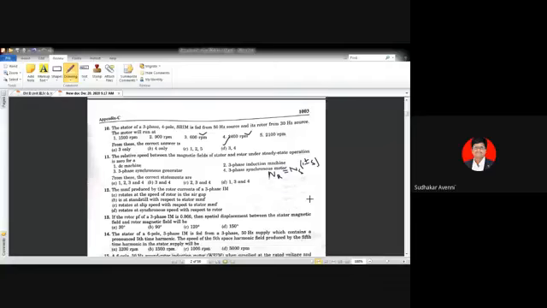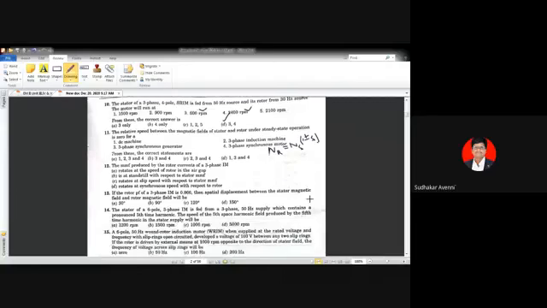See the next one, the 11th one. The relative speed between the magnetic field of stator and rotor under steady state operation is 0. This is a very important bit to understand the principal operations of any electrical machines. The relative speed between the magnetic field of stator and rotor under steady state operation is 0. Definitely it requires steady state operation. The stator magnetic field and rotor magnetic field are going to have the same speed.